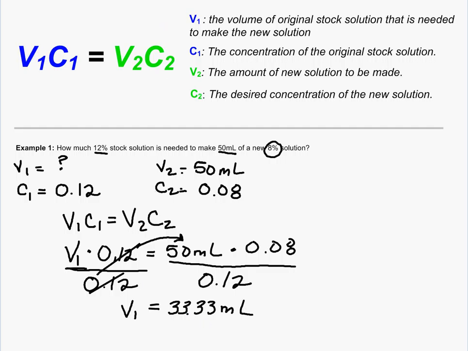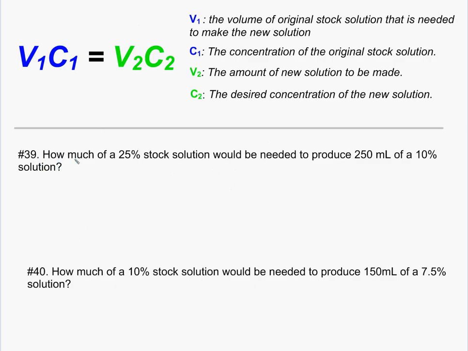Okay, let's look at another example. Number 39 says how much of a 25% stock solution would be needed to produce 250 mils of 10% solution. So again, as always, I'm going to write down my variables first. V1, C1, V2, C2. And then from my problem, I'll get my data. So 25% is the concentration of my stock, so that will be 0.25. Needed to produce 250 milliliters, that's my new solution, at 10% concentration, which is 0.10.